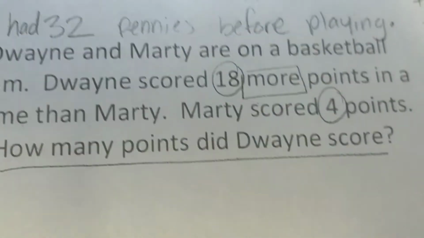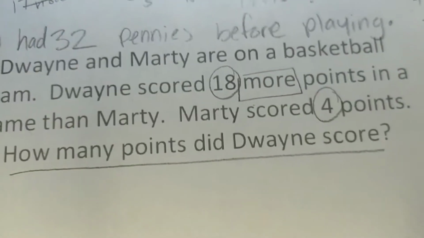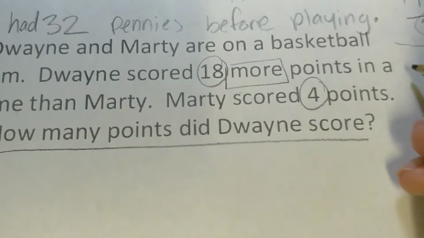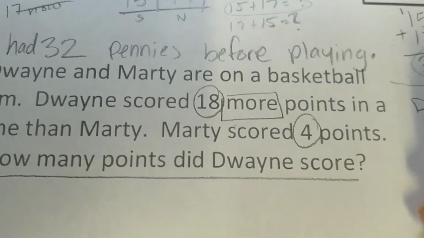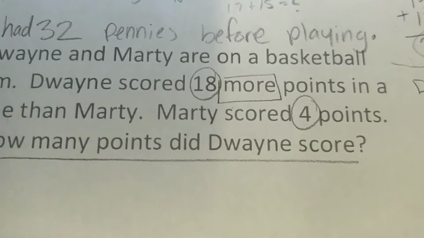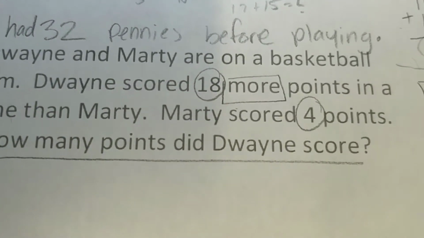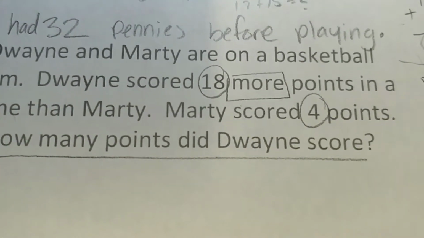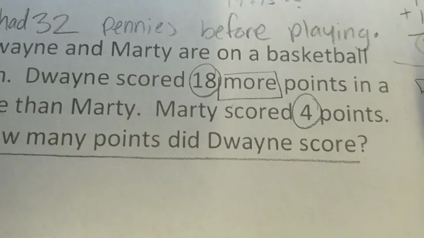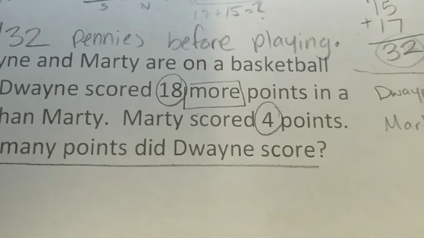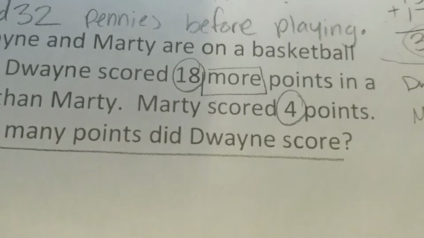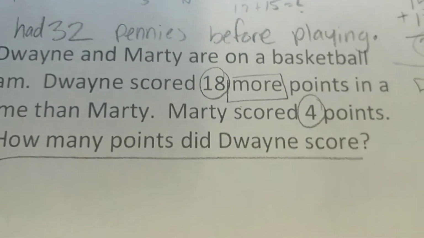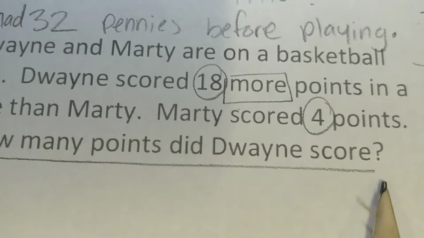Okay. So for this one, I'm going to take my notes over here. I'm going to draw a line so I know. Say Dwayne and Marty, basketball team. So Dwayne scored 18 more than Marty, and Marty scored 4. But we actually don't know how much Dwayne has.